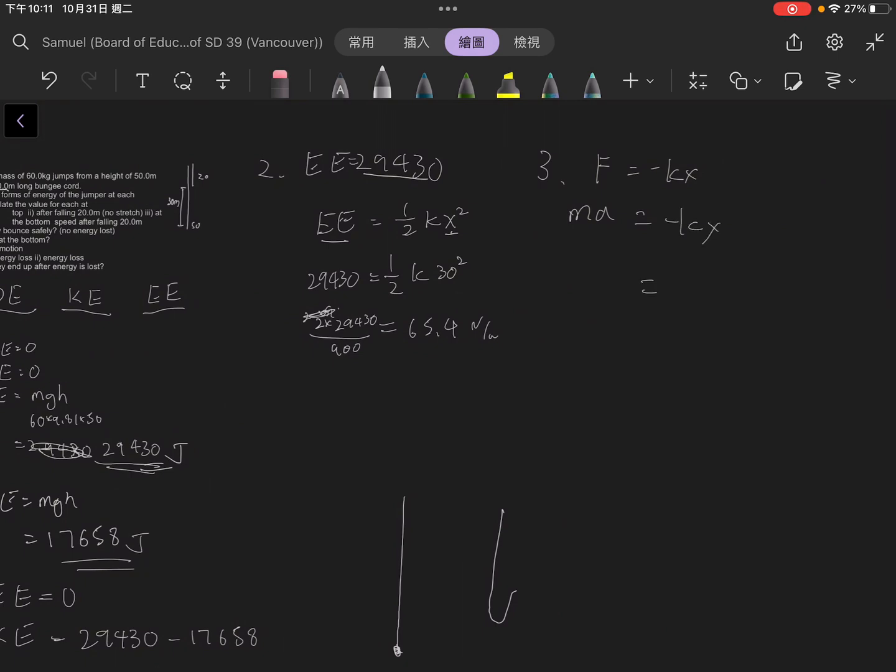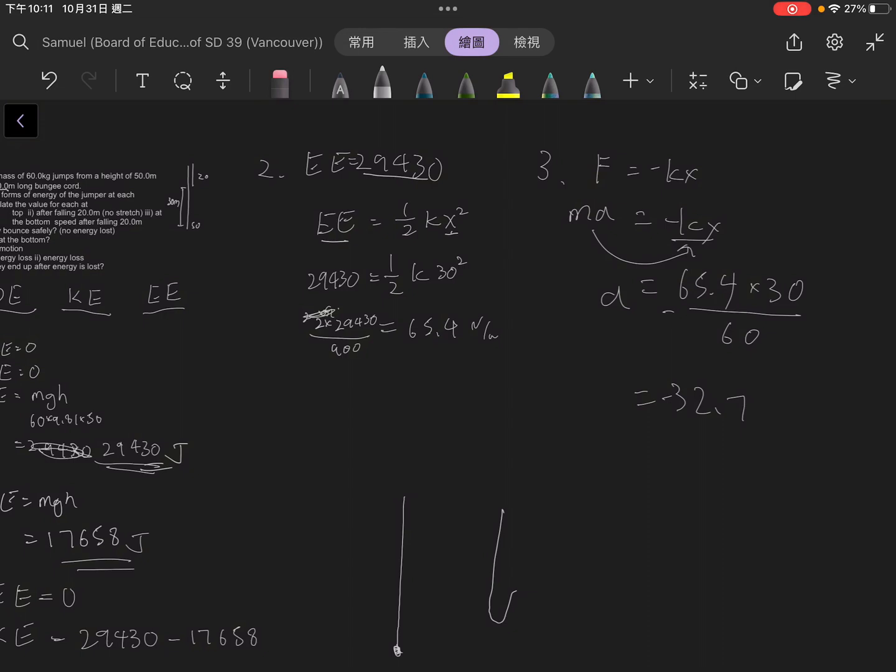K will be 65.4, and x will be 30, and I'll put the mass to divide here, so mass will be 60. This should be our acceleration, and the answer will be 32.7.